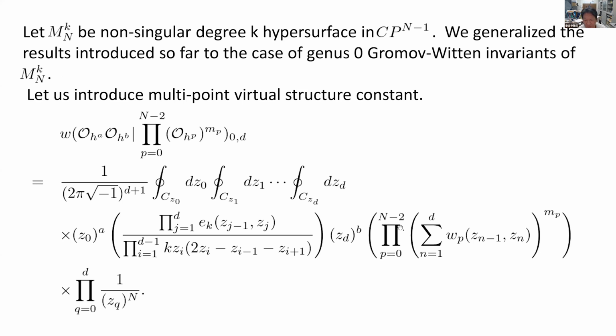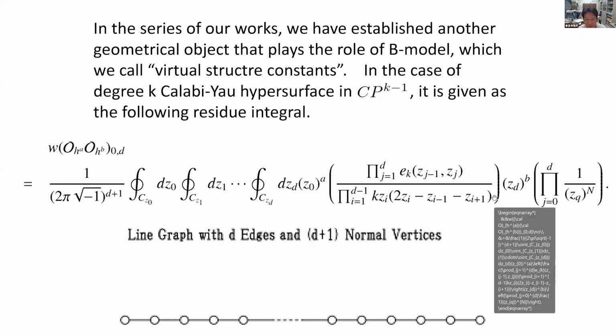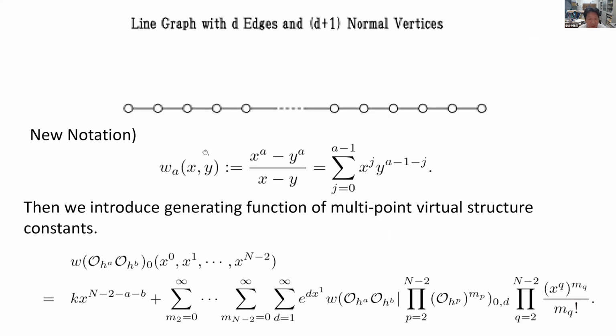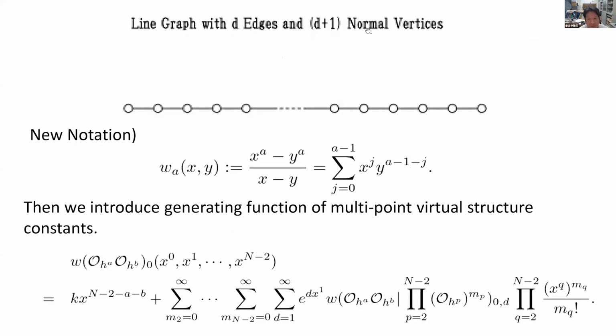So the difference from the previous slide is this factor. In the previous example, we had no factor like this. But in this case, we include this factor. And here, W(p,x,y) is given by this simple polynomial. And this residue theory is also associated with the line graph with d edges and d+1 normal vertices. So it is also some kind of linear characteristic.